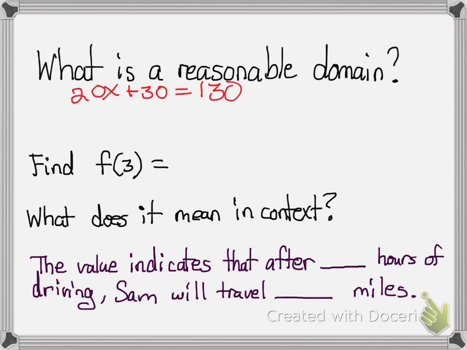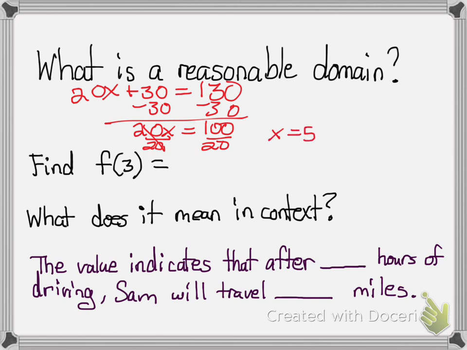Or not me, Sam's the one that's driving. So I will subtract 30 on both sides. I get 20x equals 100. When I divide by 20, x will equal 5. So a reasonable domain could be 0 to 5 hours.